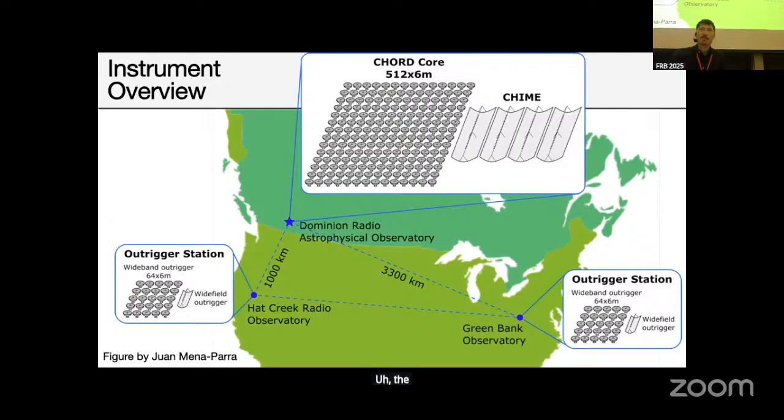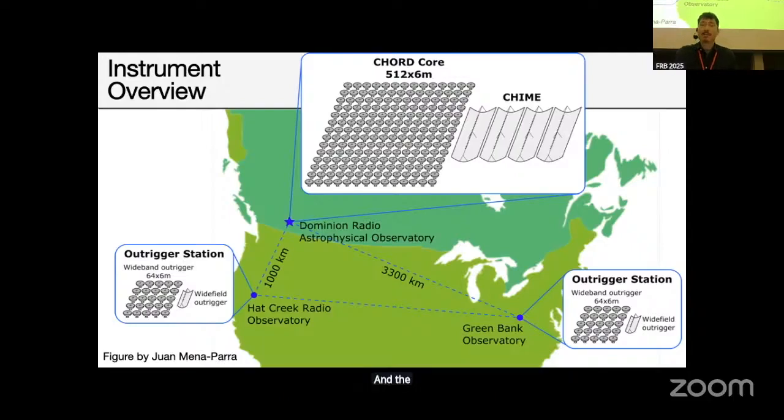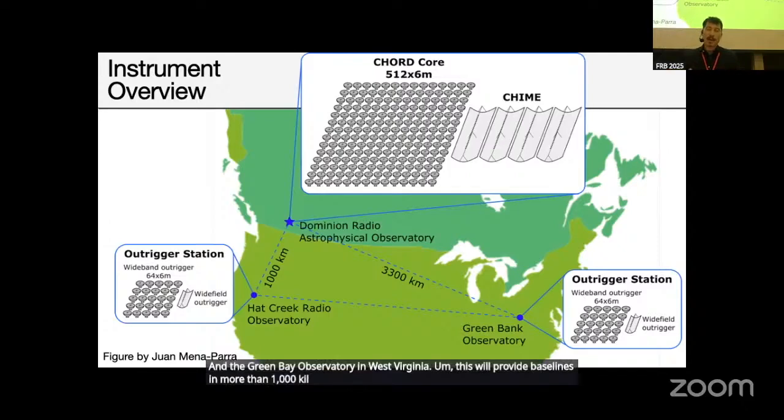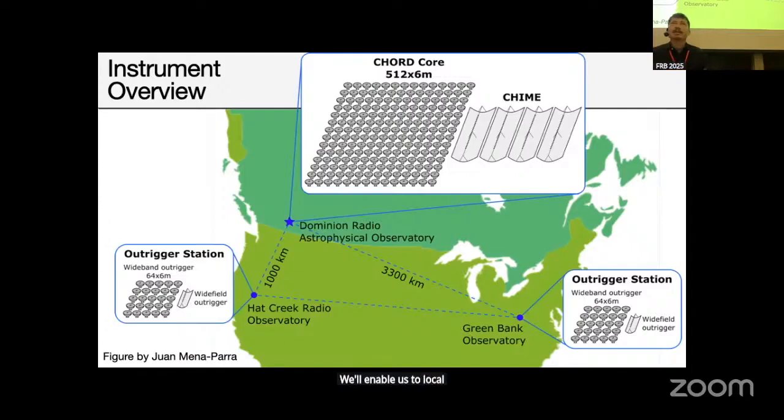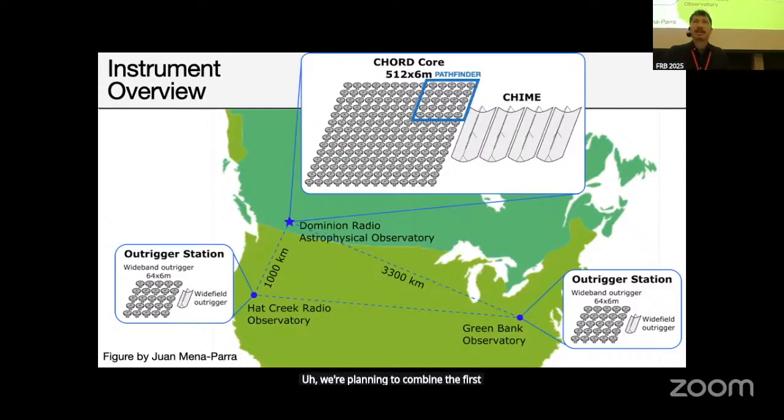The CHORD outriggers will be located at the same place as 2 of 3 CHIME outriggers. So the Hat Creek Radio Observatory in Northern California and the Green Bank Observatory in West Virginia. This will provide baselines of more than 1,000 kilometers, which when combined with CHORD's ultra-wideband will enable us to localize radio transients to better than 50 milliarcsecond precision. We're planning to combine the first 48 dishes of the CHORD core array into a Pathfinder instrument, and we expect the Pathfinder to be operational late this year.